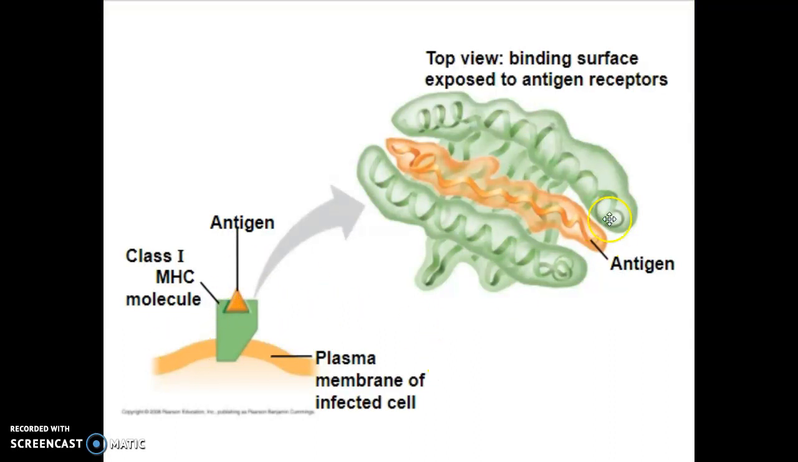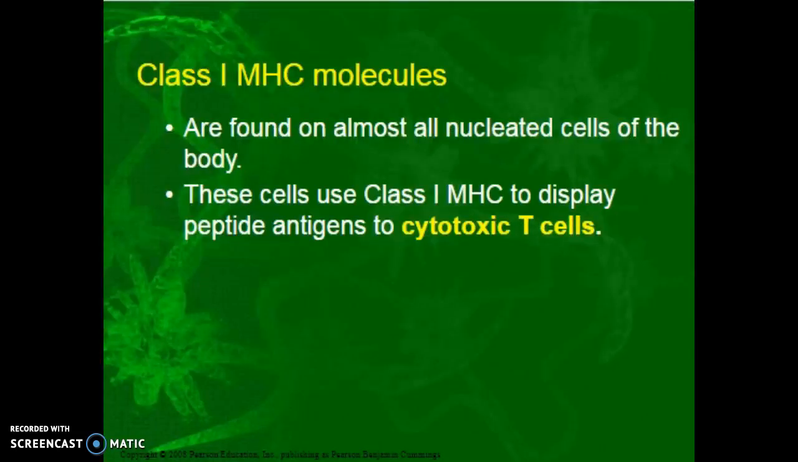Here's a model and a more realistic example. Looks like a hot dog in a bun, right? That's kind of the idea. So class 1 MHC molecules are found on almost all nucleated cells of the body. That's, like I said, how we recognize ourselves. They're going to use class 1 MHC to display peptide antigens to cytotoxic T cells. You definitely need to know what cytotoxic T cells are.